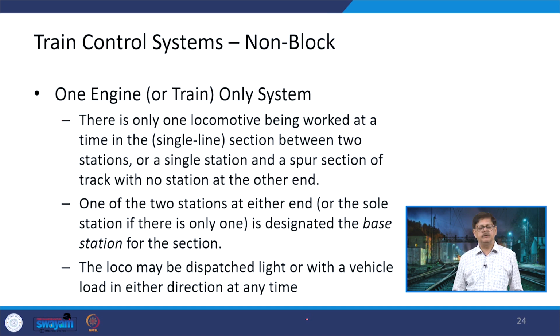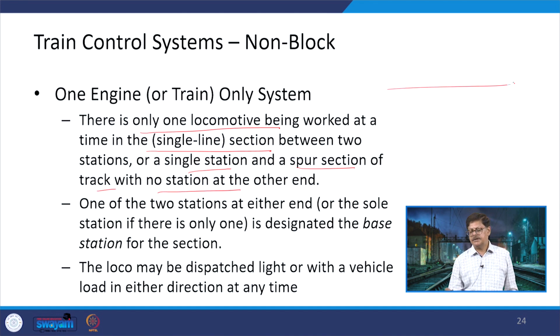So, what is the one engine or train only system? There is only one locomotive being worked at a time in a single line section between two stations, or a single station and a spur section of a track with no station at the other end. So, on this track only one locomotive is taking the train ahead. One of the two stations at either end, or the sole station if there is only one station, is designated the base station for this section. Another one is a spur section, where we are assuming that there is a station there, but it is not that way.